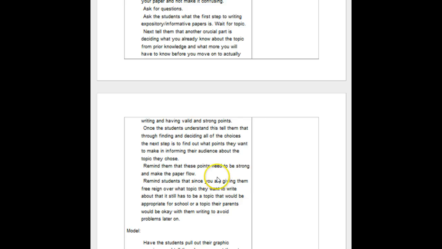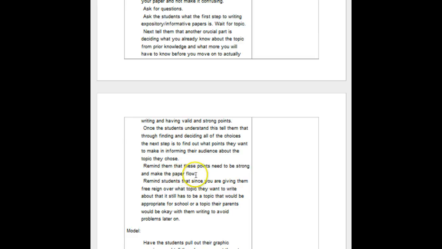So when you say remind them that these points need to be strong, you need to talk about the criteria for that. What makes a point strong versus what makes a point weak? That way this becomes a skill that kids can take outside of the classroom and use on their own because you've given them criteria, rather than them making a choice like, oh, is this strong, is this weak? And the only option they have is to bug you for the answer, okay?